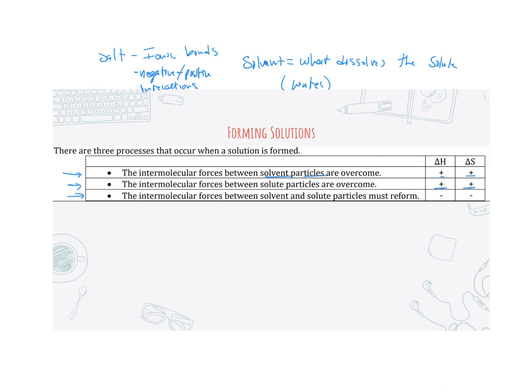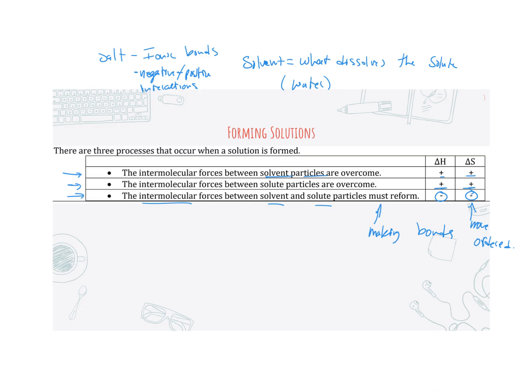The third process that occurs in a solution form is that the intermolecular forces between the solvent and the solute particles must reform. And so what you're doing here is you're essentially making bonds. Because of that, delta H is negative because you always release energy when you make a bond. And delta S is negative because you become more ordered.